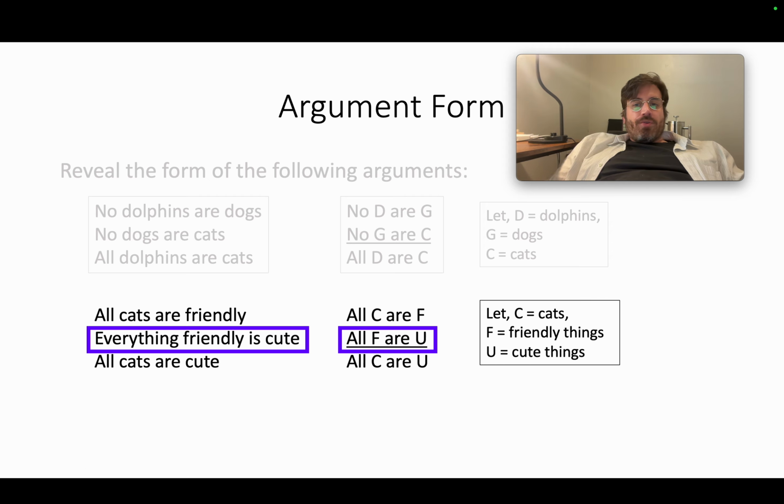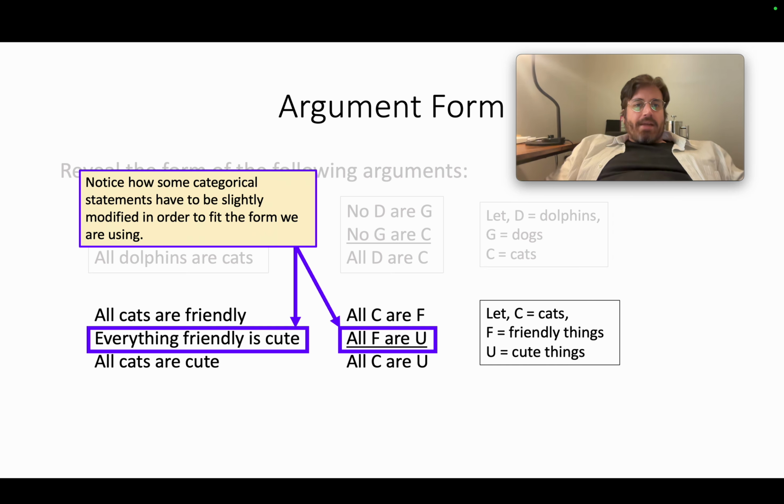So just to underscore again the work we had to do to formalize this adequately, the sentence on the left, everything friendly is cute, is a perfectly meaningful sentence in English, but it won't translate immediately into standard form categorical logic. We need to tweak it. So in order to tweak it into one of our 4 types of sentences, we had to translate F into friendly things. We had to treat it as a class of thing.